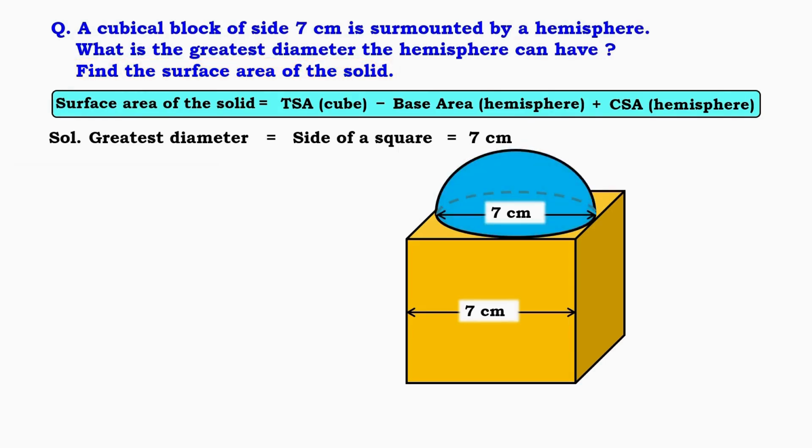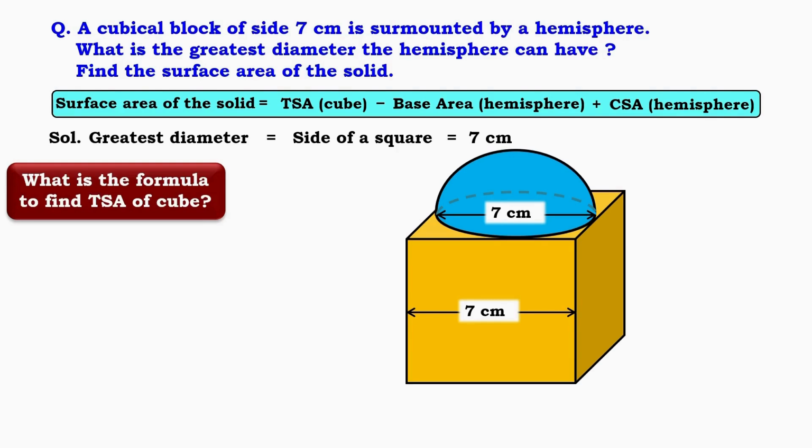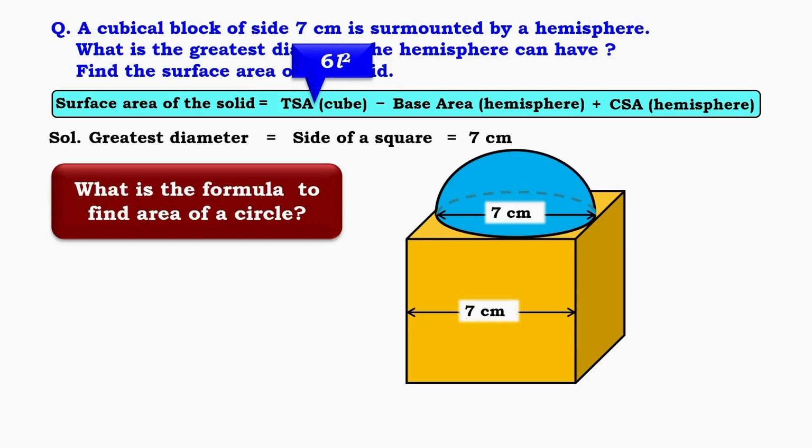Now let us find one by one. So now first we need to find the formula for finding the TSA of the cube. So that is equal to 6 L square, where L is the side of the cube. Okay, so now we will just put that formula.